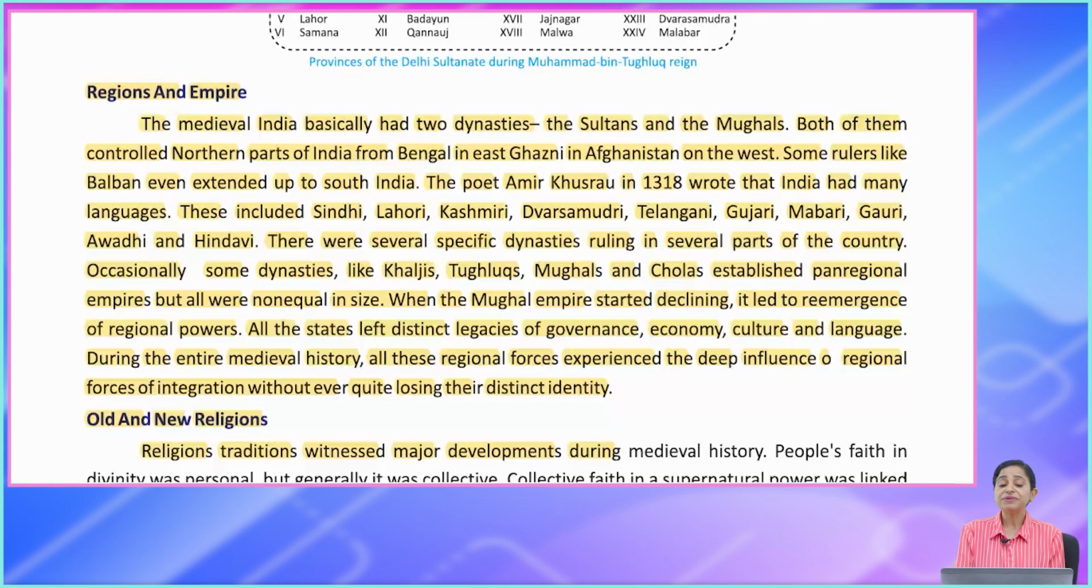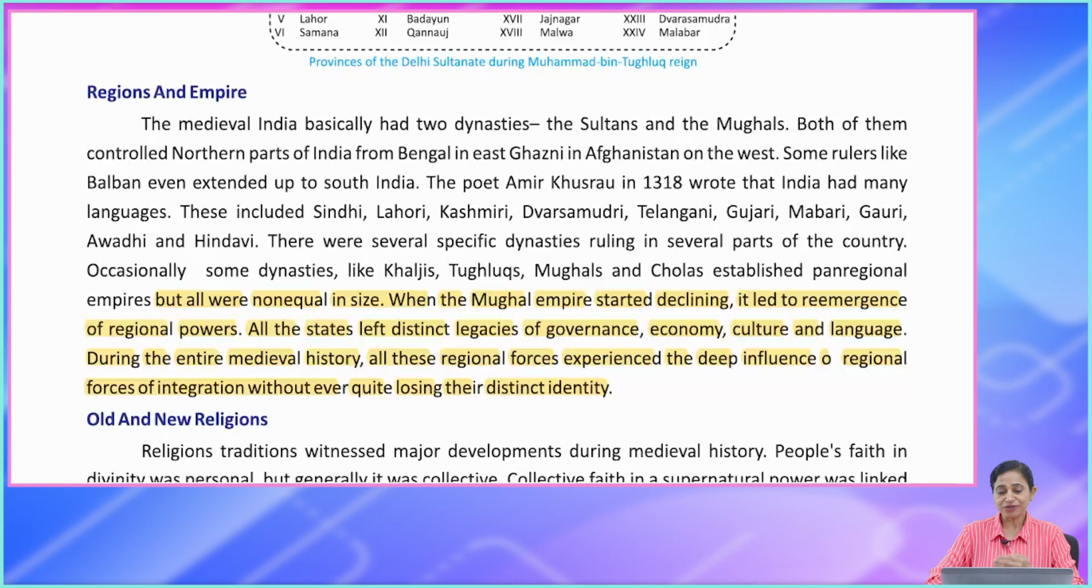Occasionally, some dynasties like Khaljis, Tughlaqs, Mughals and Cholas established pan-regional empires, but all were non-equal in size, and the Mughal Empire started declining.